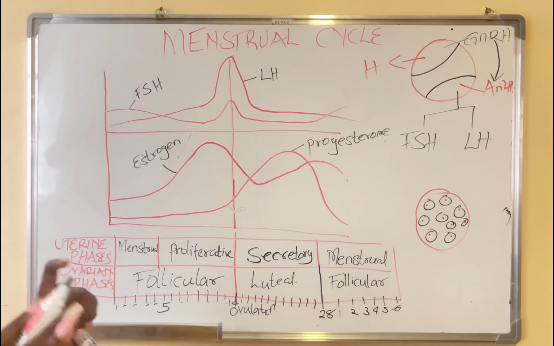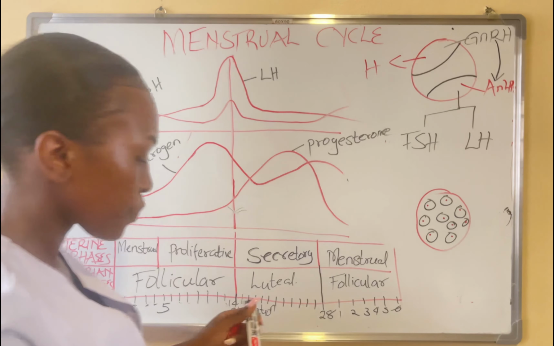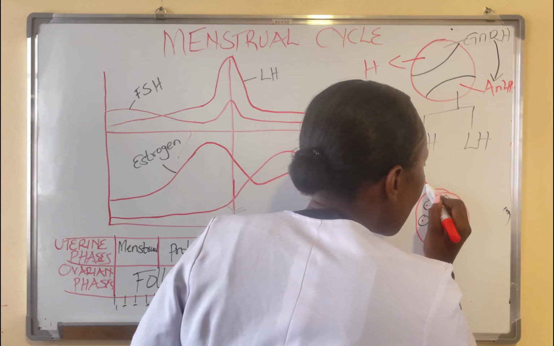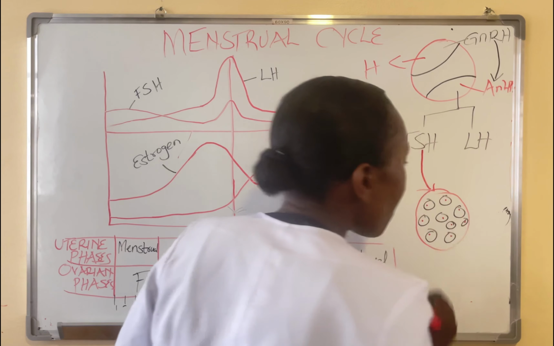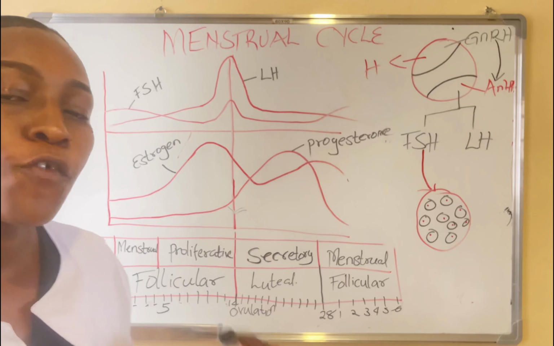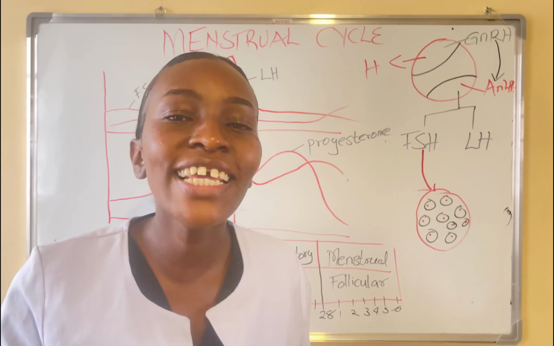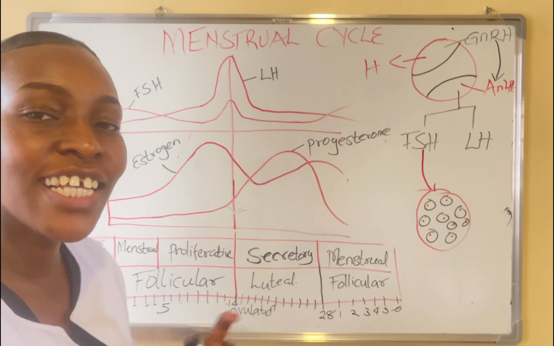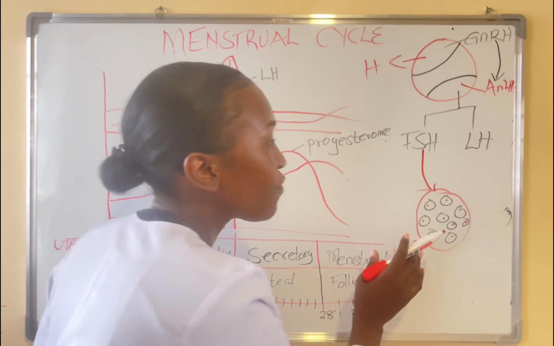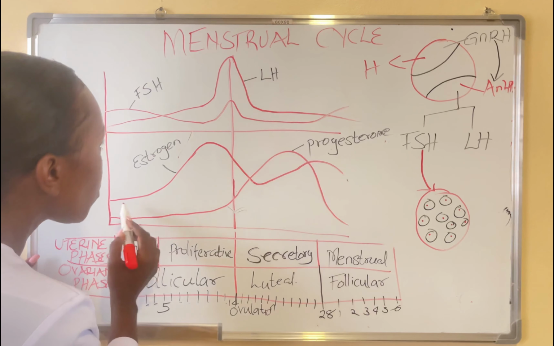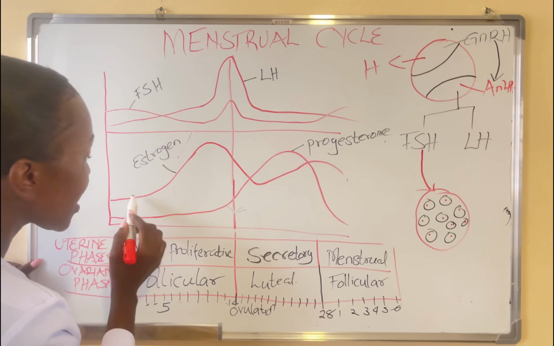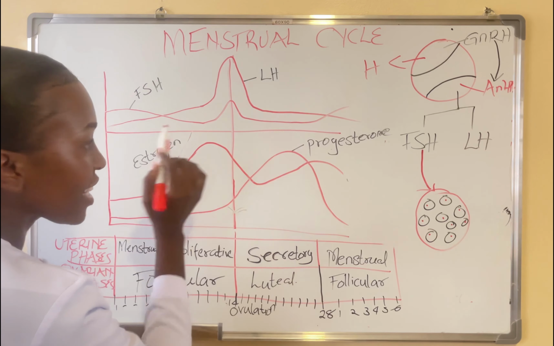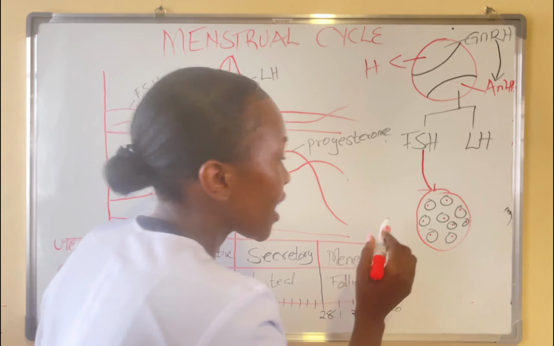Luteinizing hormone is in small amounts, and the follicle stimulating hormone is in very high amounts. So it sends signals to the ovaries, telling the follicles, please grow, please develop. Now the follicles start developing, and as they are developing, they release what we call estrogen. You can see the levels of estrogen start increasing till a particular time.